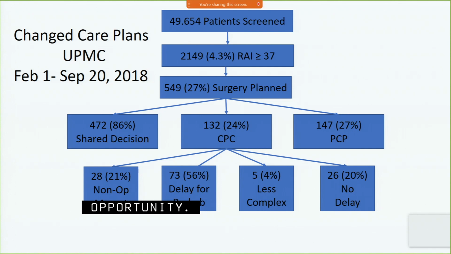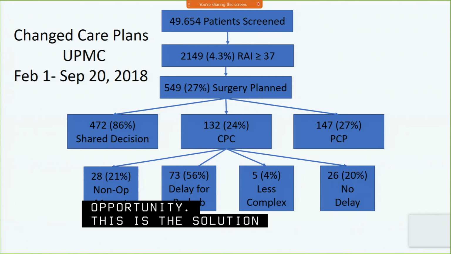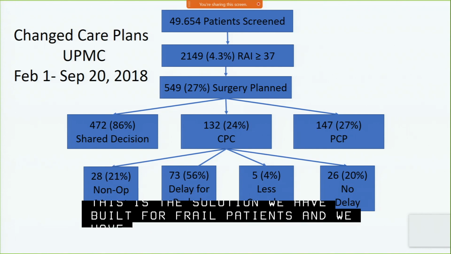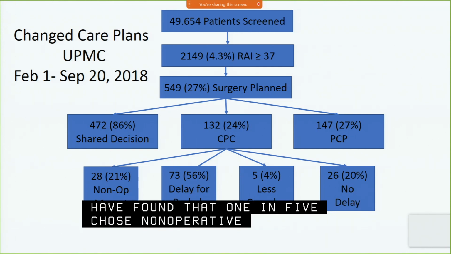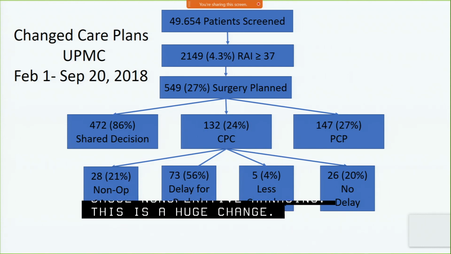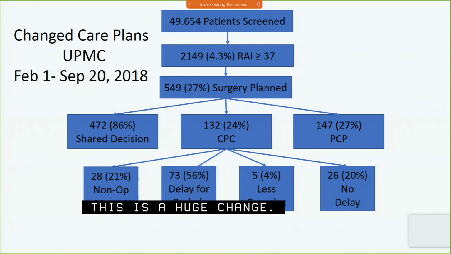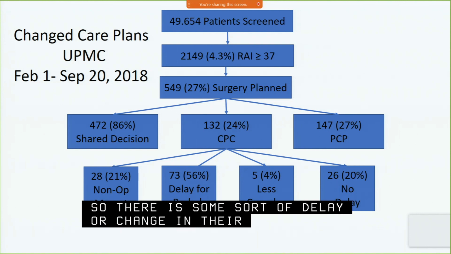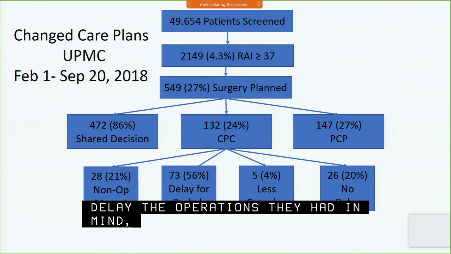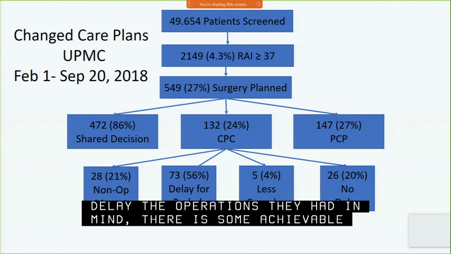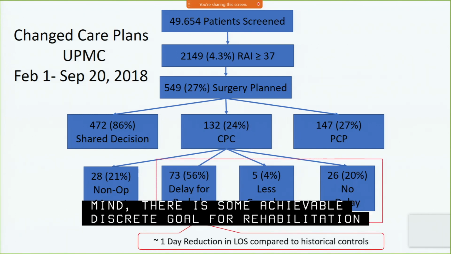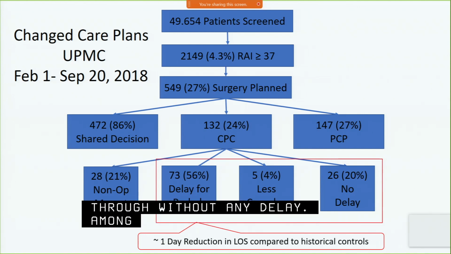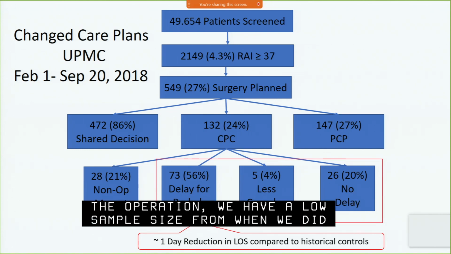What we found is that 1 in 5 chose non-operative management. This is a huge culture change for UPMC hospitals. Fully 60% of the others had some sort of delay or change in their plan, to either have a less complex operation or to delay the operation that they had in mind until some achievable, discrete goal for rehabilitation was achieved. And only 1 in 5 went through without any delay moving forward. And among those that went on to have the operation, we have low sample size at the time that we did this analysis, but there's a suggestion that there's about a 1-day reduction in their length of stay.